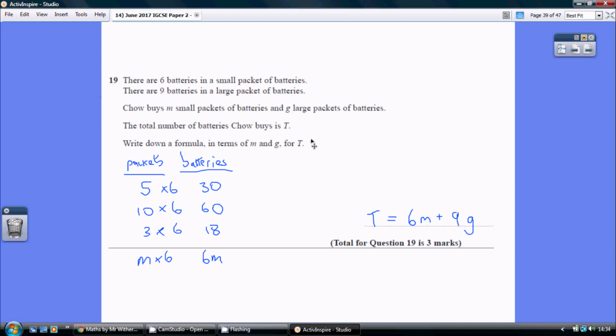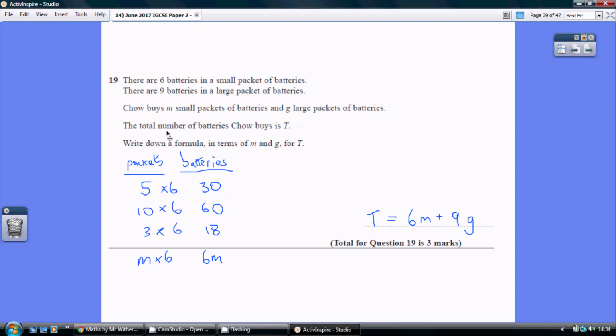So really, if you just get used to these questions, you can just go straight through to saying T is 6 times M plus 9 times G, because 6 is the small batteries, M is the small packets, 9 is the large batteries, and G is the large packets. But if you just want to get a bit more understanding, let's think about it.